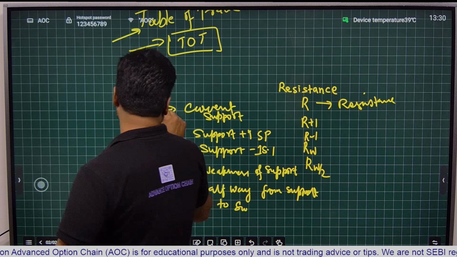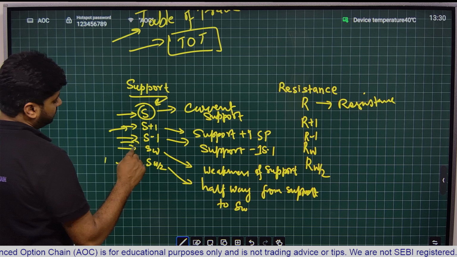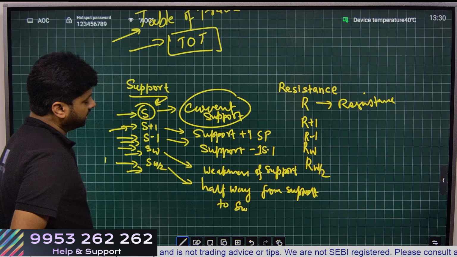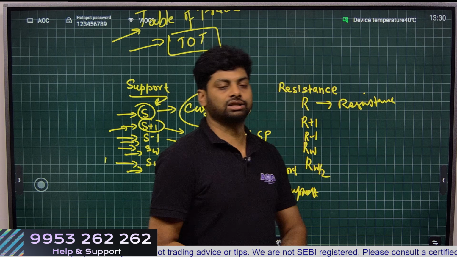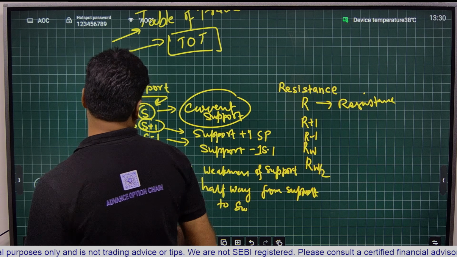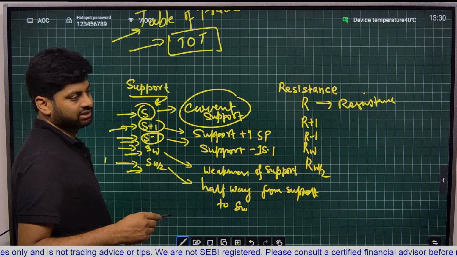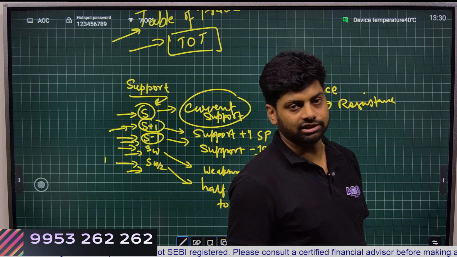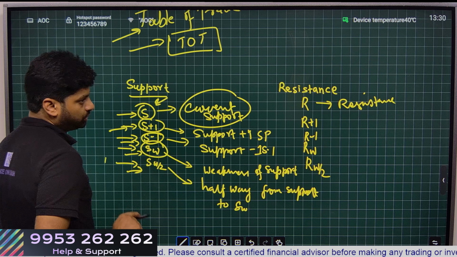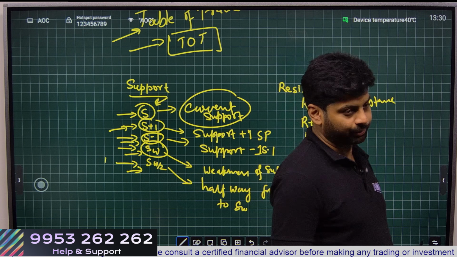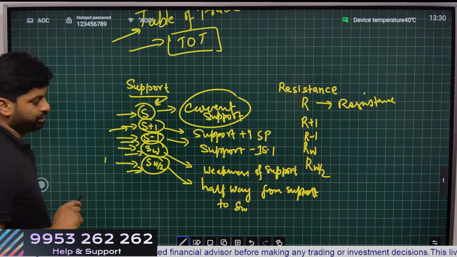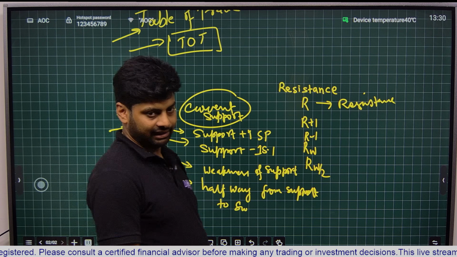That is S for support, S plus 1, S minus 1, SW and SW by 2. What is S? S is the current support. S plus 1 is the support plus 1 strike price, a strike price that is one step higher than the current support. S minus 1 is a strike price just below the current support. SW, the weakness, where support is most likely to shift, that strike price is SW, and SW by 2 is halfway between S and SW.